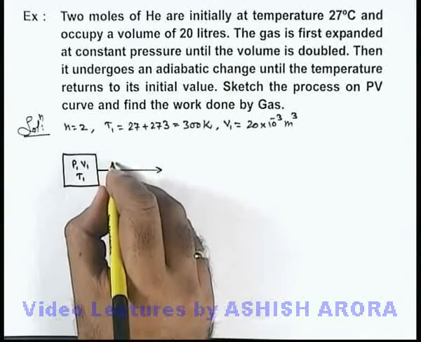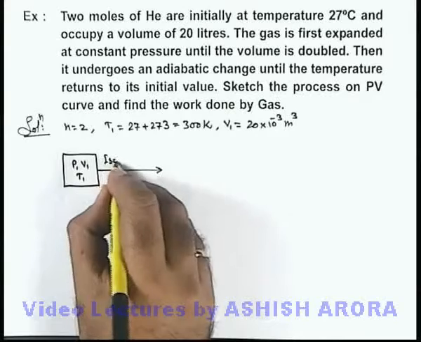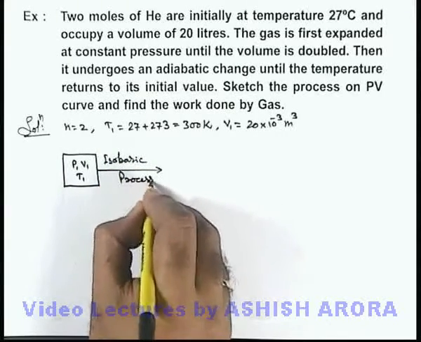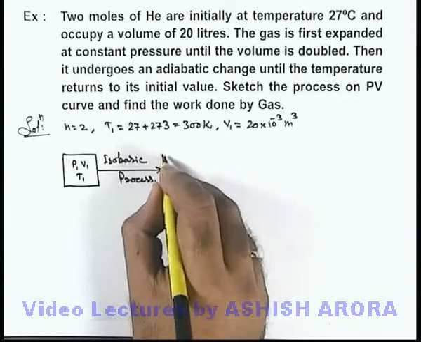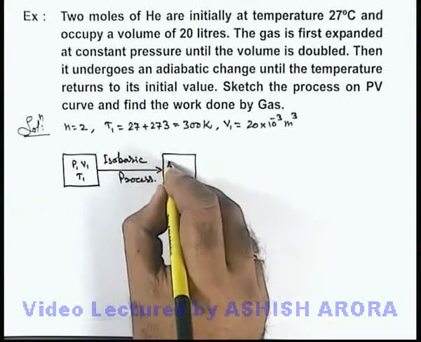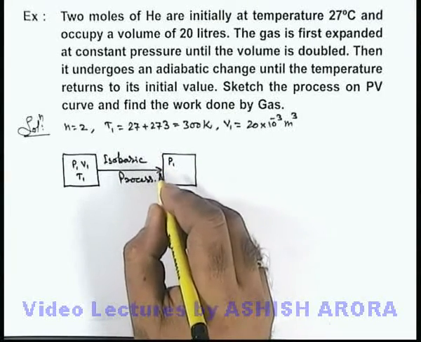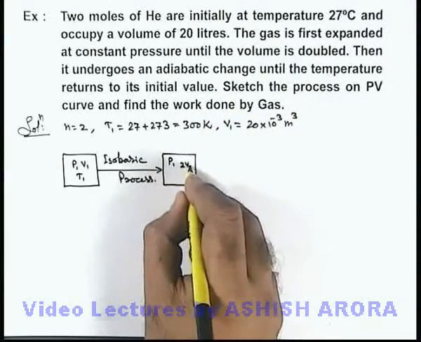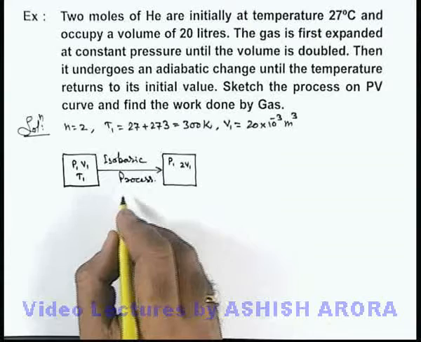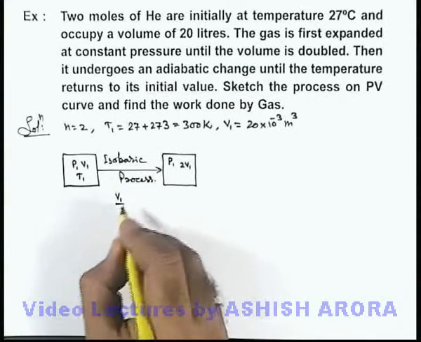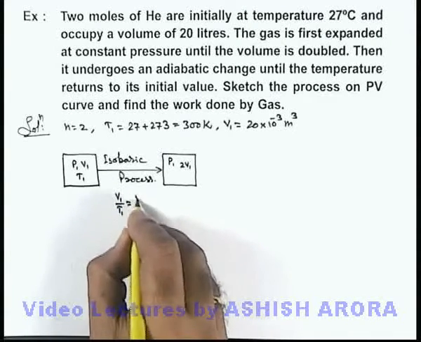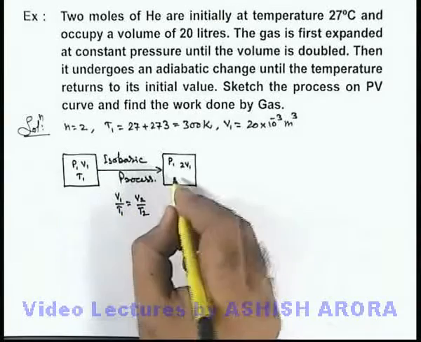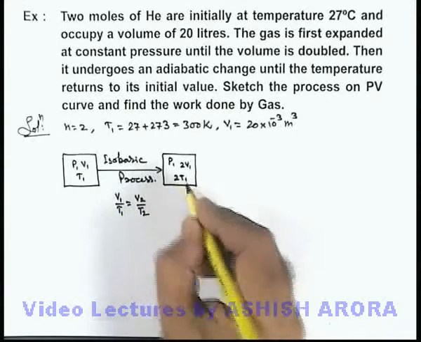Now it is saying there is an isobaric process in which pressure was kept constant. So in the final state, pressure remains the same, and it is saying the volume changes to twice the initial value. So volume will be 2V1. And as we know, as pressure is constant, we can use Charles' law as V1 by T1 is equal to V2 by T2. So volume gets double, temperature will also get double. So here temperature will be 2T1.